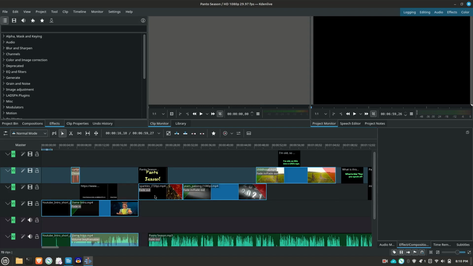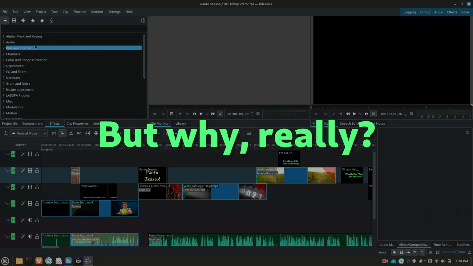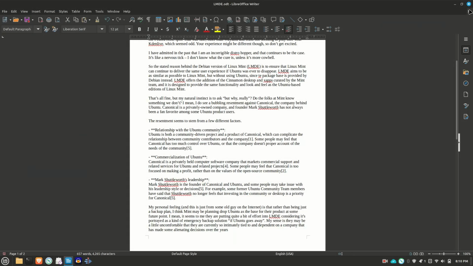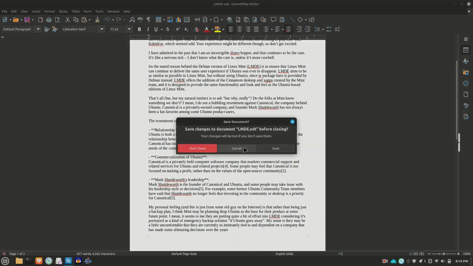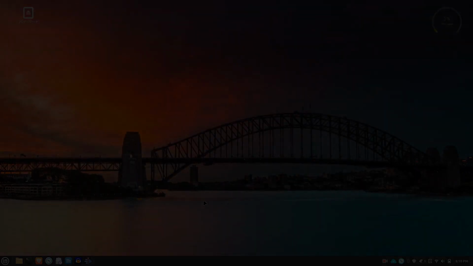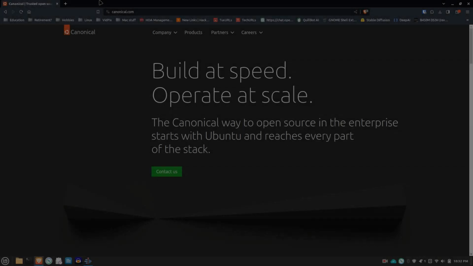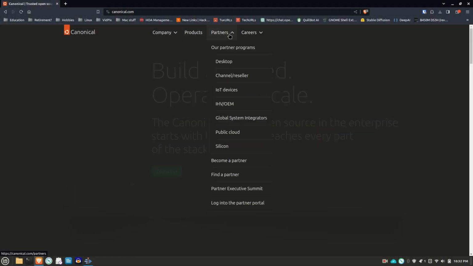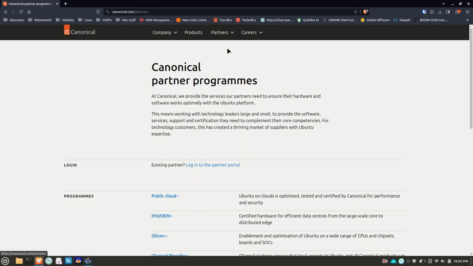That's all fine, but my natural instinct is to ask, but why, really? Do the folks at Mint know something we don't? I mean, I do see a bubbling resentment against Canonical, the company behind Ubuntu. Canonical is a privately owned company, and founder Mark Shuttleworth has not always been a fan favorite among some Ubuntu product users.